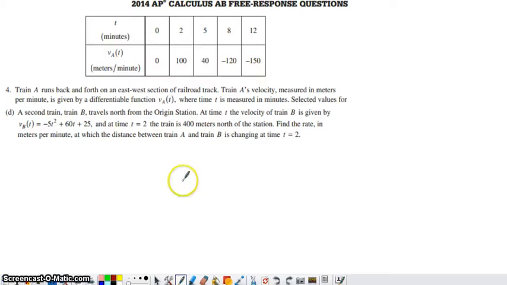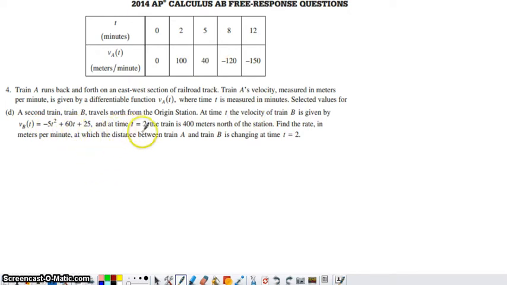So here's the last part of Part D from problem number 4 of the 2014 AB and BC exam. In Part D, they introduce a second train, Train B. Train B is traveling north from the origin station. At time t, the velocity of train B isn't given by the values in this table, but it's given by this function. So here's the formula for the velocity of train B at any time t.